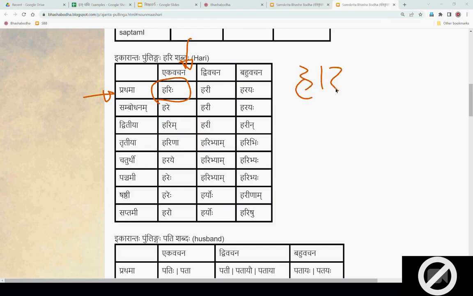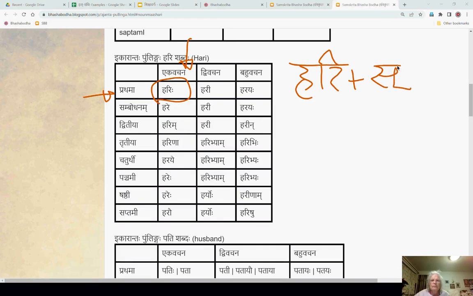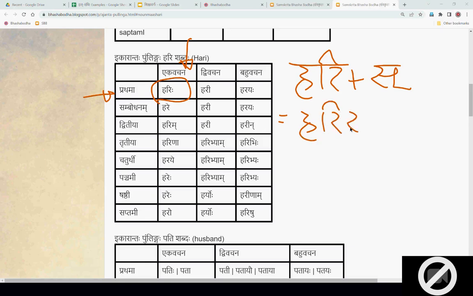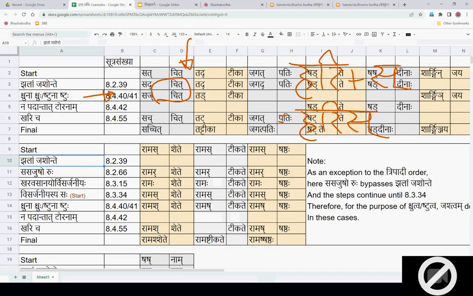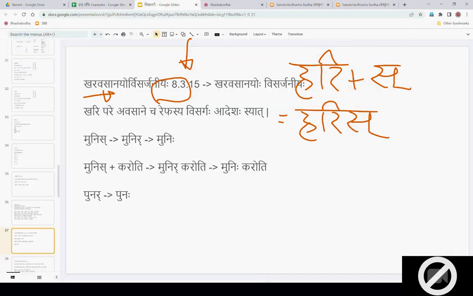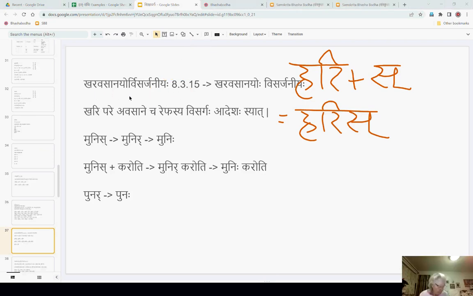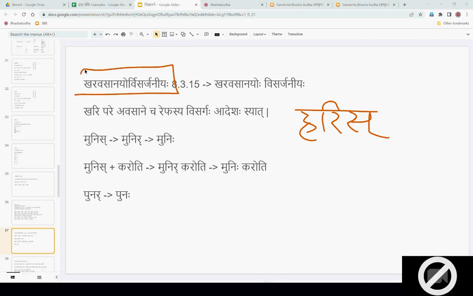So in this case, what happens? Hari plus sa becomes Haris. Okay, Haris. Now what happens? Now you take this, come to this one. If you look at this, Hari plus sa becomes Haris. And now you take this long one. Yeah, this is what you are confused about, right? What is this long one?